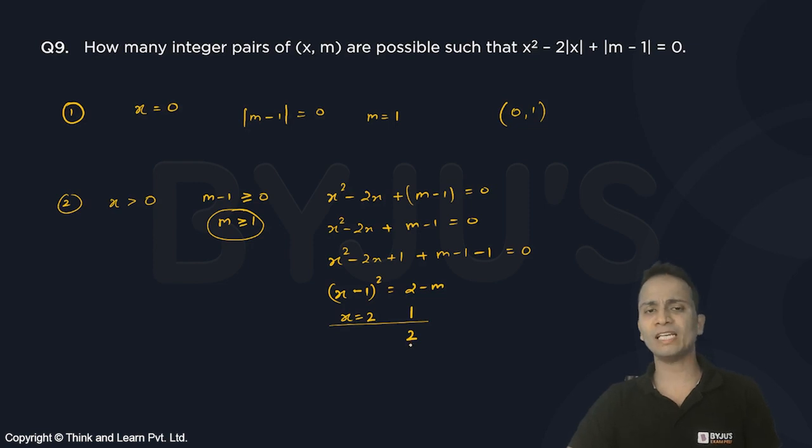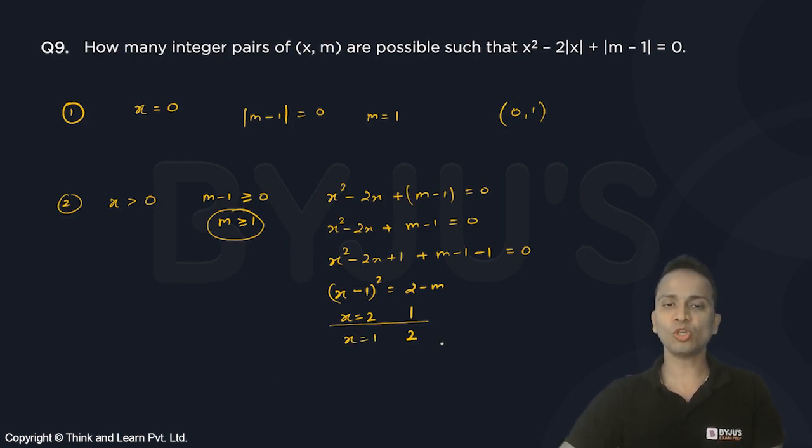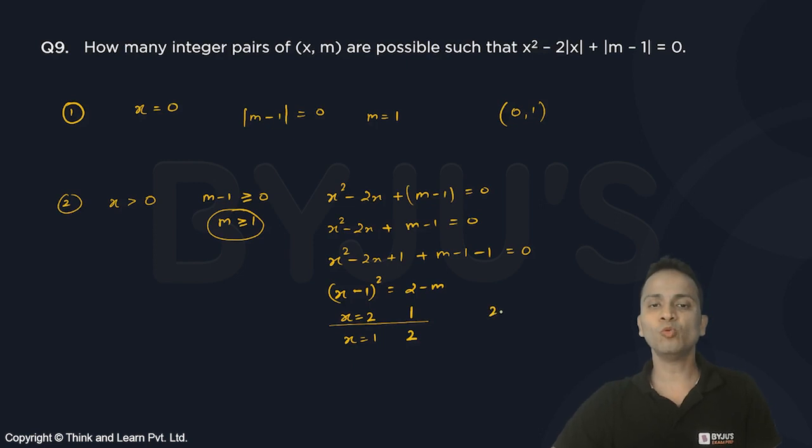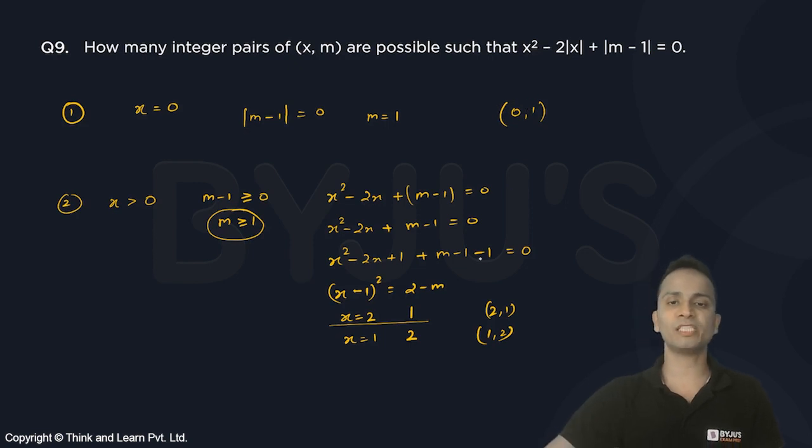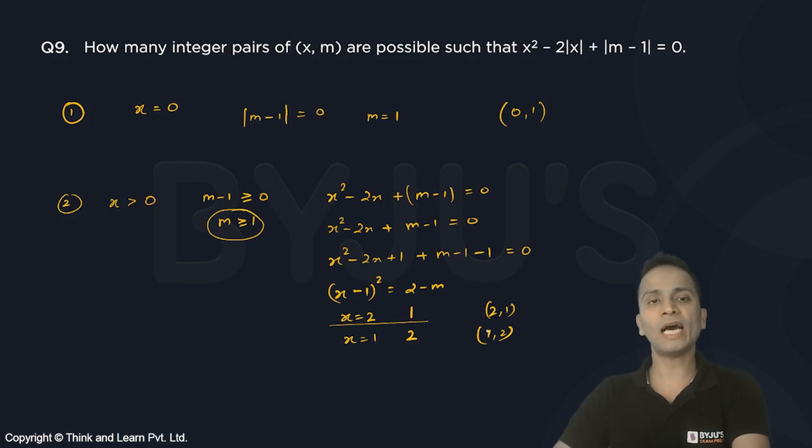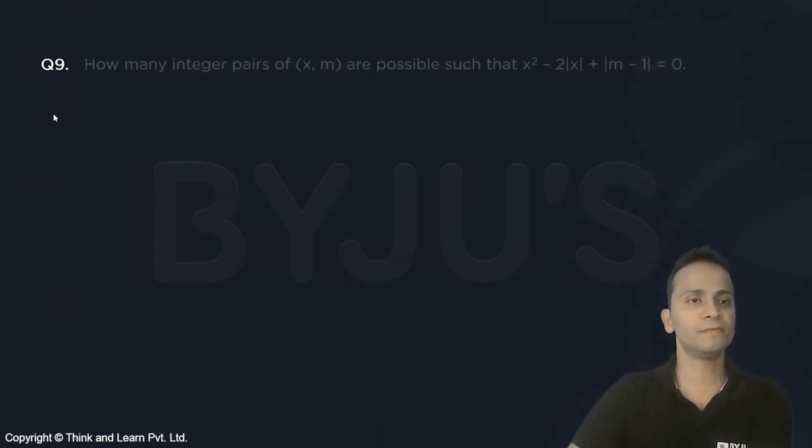Similarly, if m is equal to 2, the right hand side will be equal to 0. Now the left hand side will be equal to 0 when x is equal to 1. So the other two solutions here will be 2 comma 1 and 1 comma 2. So we already had one solution from case number 1 and two solutions from case number 2. Now let's look at the third case.